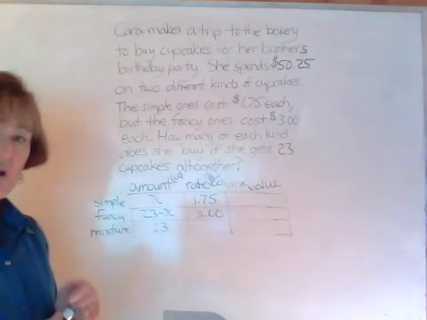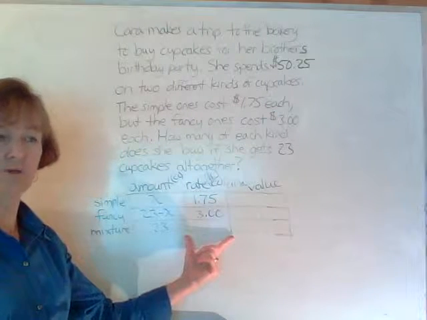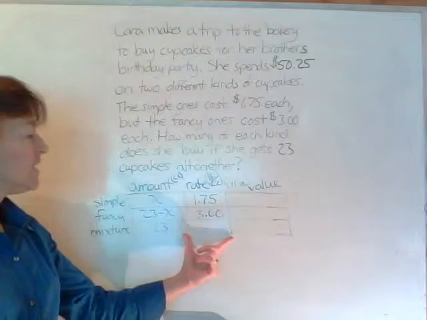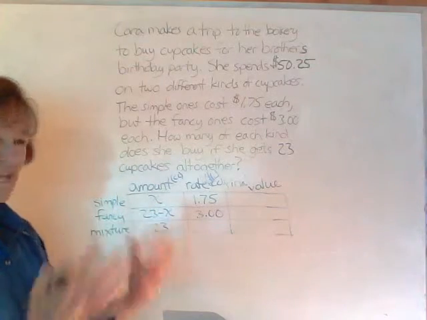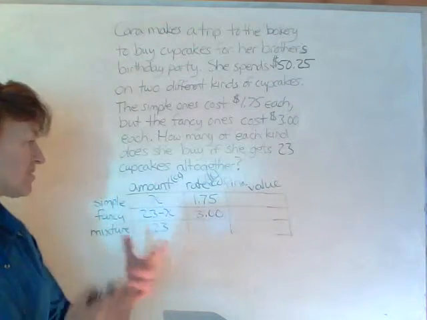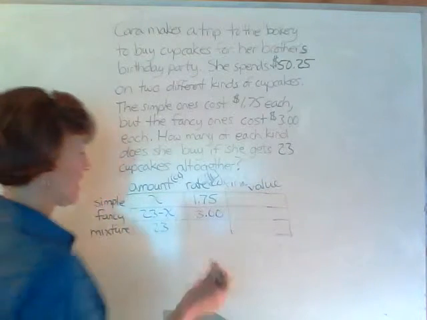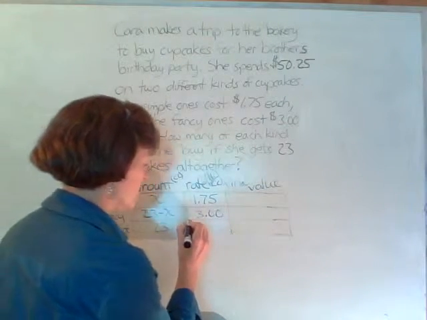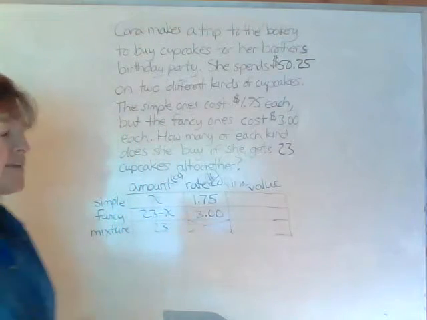Now in mixture problems, sometimes this third box has meaning to the problem and sometimes it doesn't. In this case, this third box would be how much on average each cupcake would cost for the mixture. Well, I'm not interested in that. The problem isn't interested in that. We don't have another dollar per cupcake figure in the problem, so I'm going to X that box out.